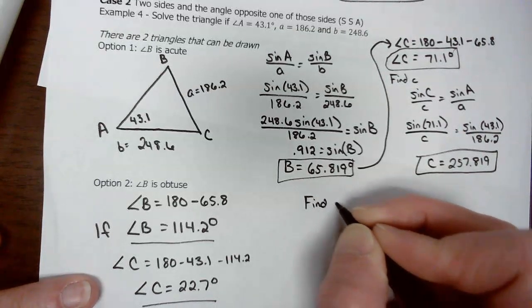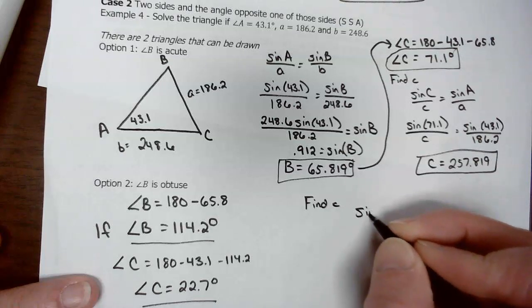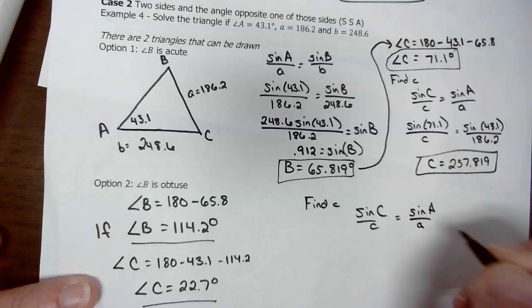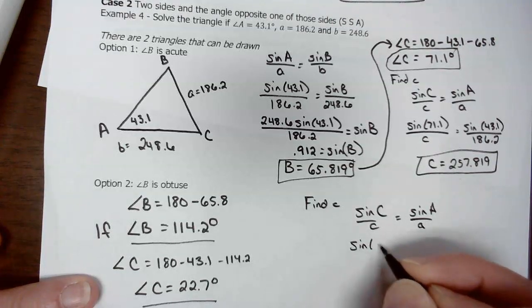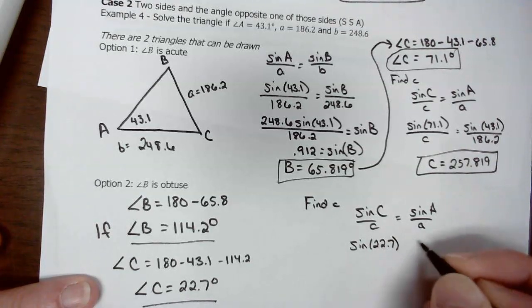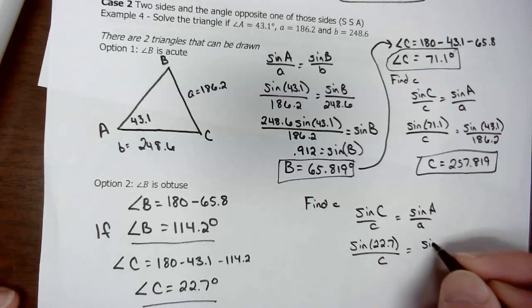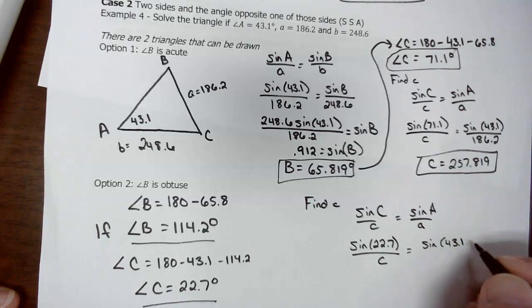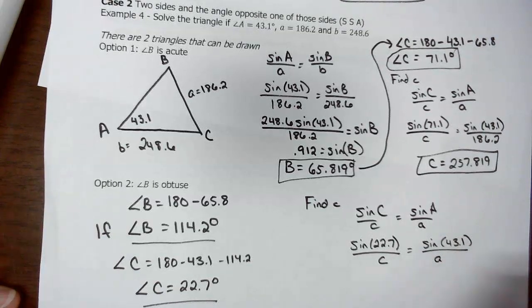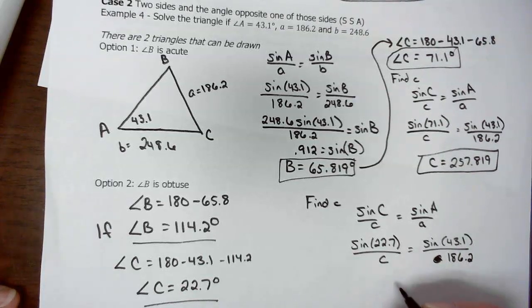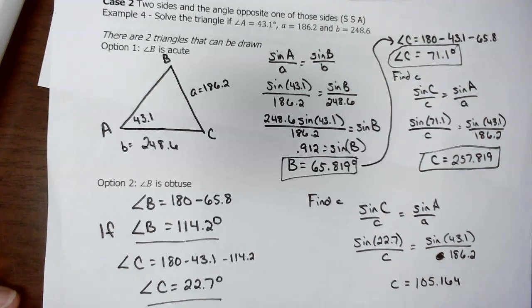So the next step would be to find little c. So sine of big C over little c equals sine of big A over little a. Sine of 22.7 this time over little c, then sine of 43.1 over little a. Whoops, little a was 186.2. And if we do our cross multiplying, you should end up with 105.164.